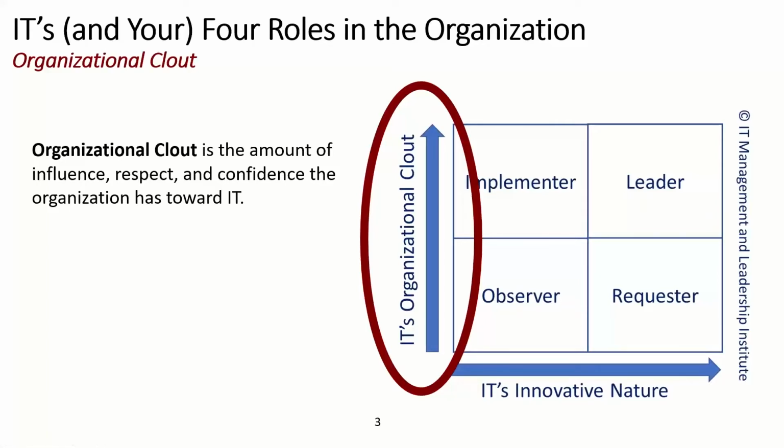The first axis is vertical. It's IT's, or maybe I should go like this so I can read it, IT's organizational clout. Organizational clout is the amount of influence, respect, and confidence that the organization has towards IT. Now, just moving to talk about you for a moment, that would be the same thing for you, except replace the words IT with the word you. But anyway, so that's what organizational clout is.